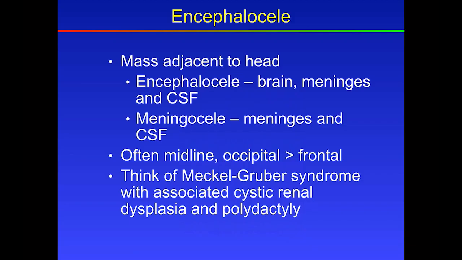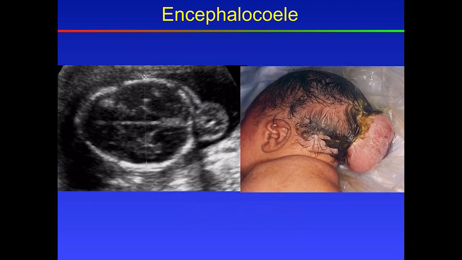So here's an encephalocele that you can see the mass coming off the head posteriorly and that there is brain tissue within it. And so this is a fairly large encephalocele.